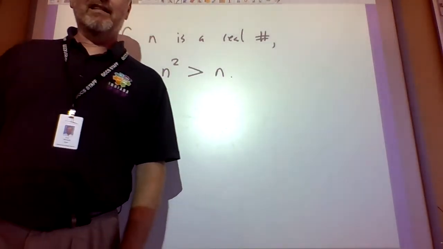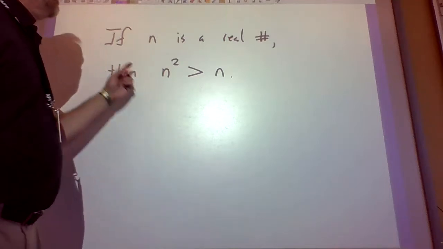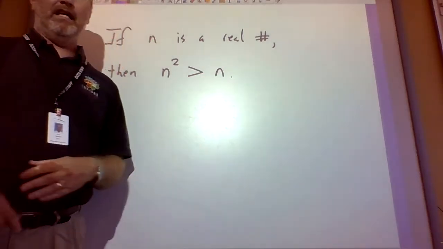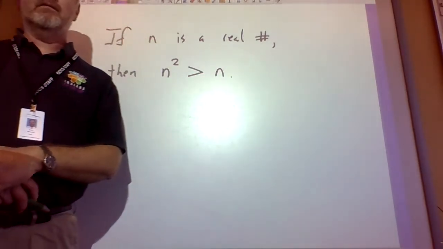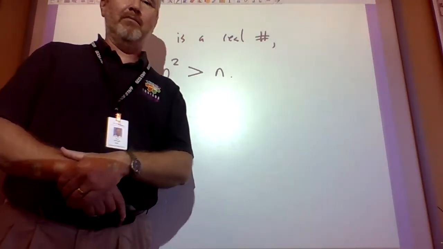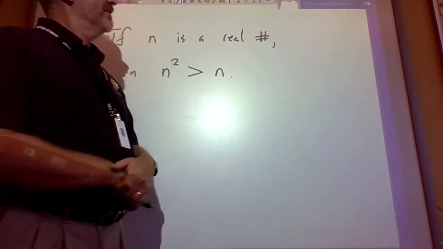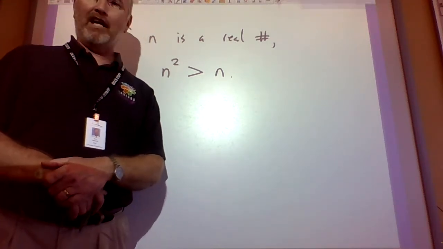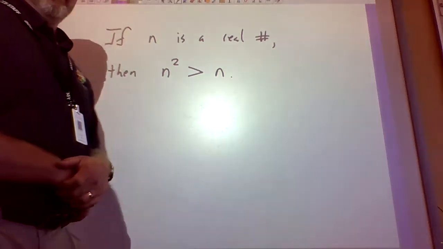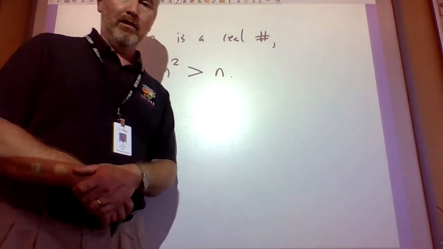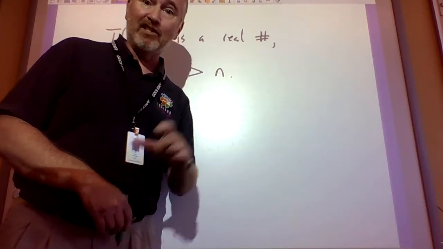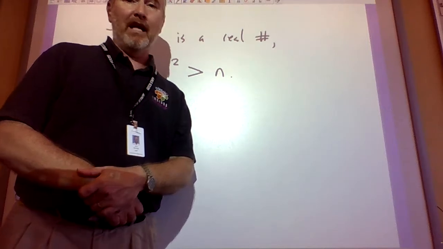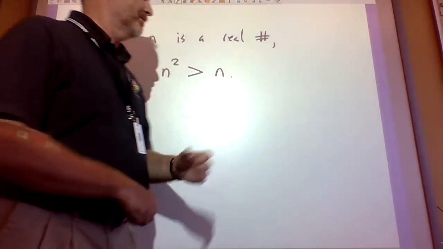We've got a nice little statement. It says, if n is a real number, then n squared is greater than n. So you might be thinking, yeah, that sounds true. Yeah, when you square something, it always gets bigger, right? Not necessarily. There are a few numbers that when you square them, they actually don't get any bigger. And spoiler alert, there are some numbers that when you square them, they actually get smaller.